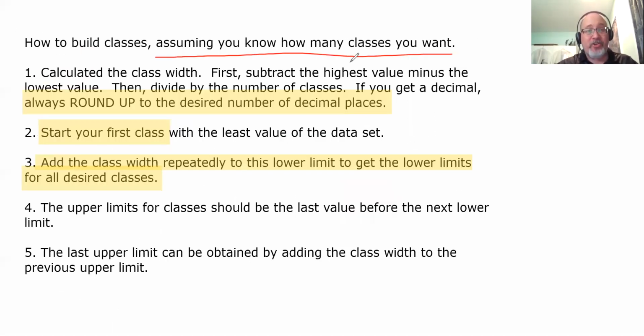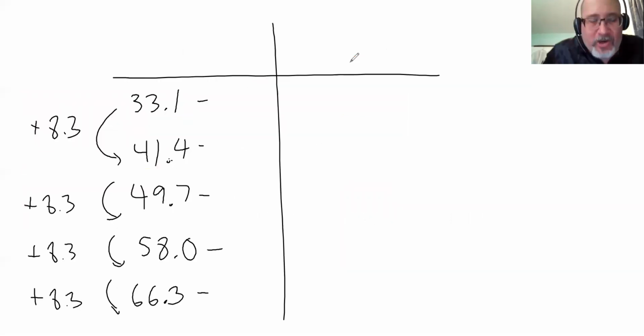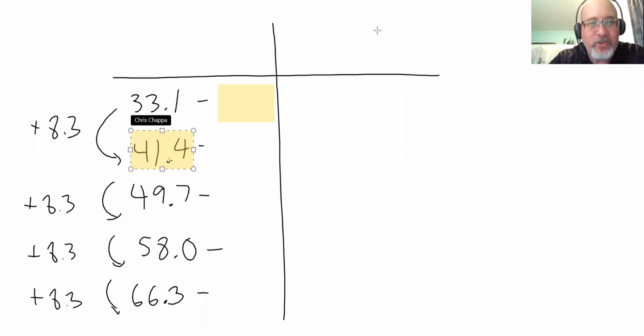Step 3 we just did. Step 4, the upper limits for the classes should be the last value before the next lower limit. All right, this is where we have to use a little bit of caution and discretion. In order to close one class, we have to see where the next one opens and then preserve the correct number of decimal places. If we want to figure out where the first class closes, we need to see where the next one opens. The next class opens at 41.4, and we are measuring to 1 decimal place accuracy. So we need to dial this odometer back 1 digit in the last decimal place.